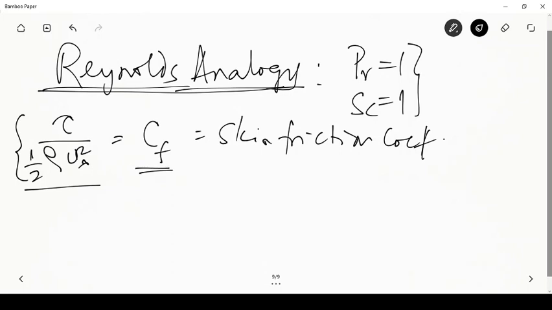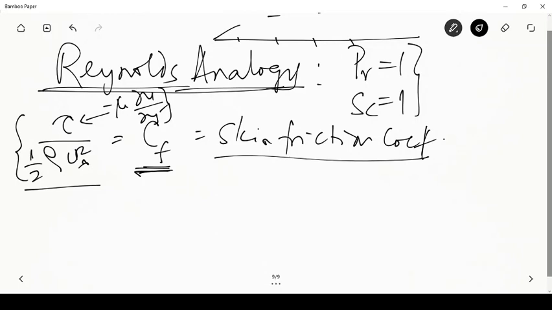Okay, so now this tau is actually mu times, with a negative sign, del u by del y at any location in the boundary layer. So this shear stress at any location is quantified by the skin friction coefficient at that location. Okay, so if I have a boundary layer which is like this, at different locations, that is different values of x, you will have different values of del u by del y and therefore different values of Cf. So there is a Cf variation with x. So Cf is a function of x, but the Cf at any location will be given by this, and this is the skin friction coefficient. So at any location it's called the local skin friction coefficient.